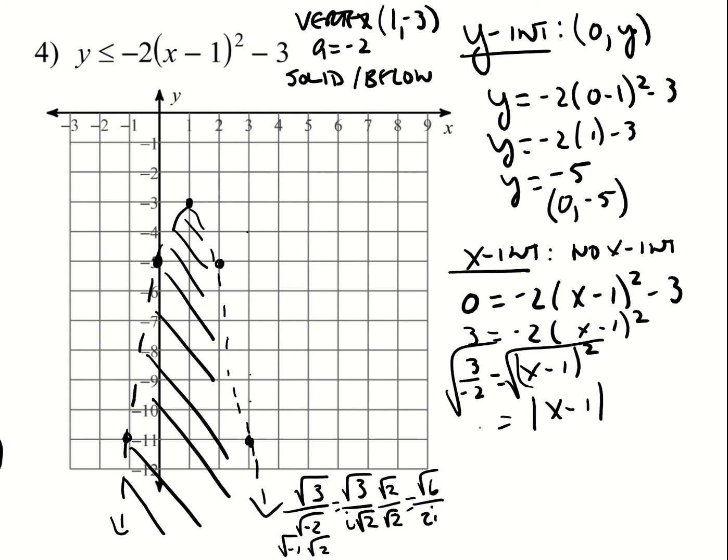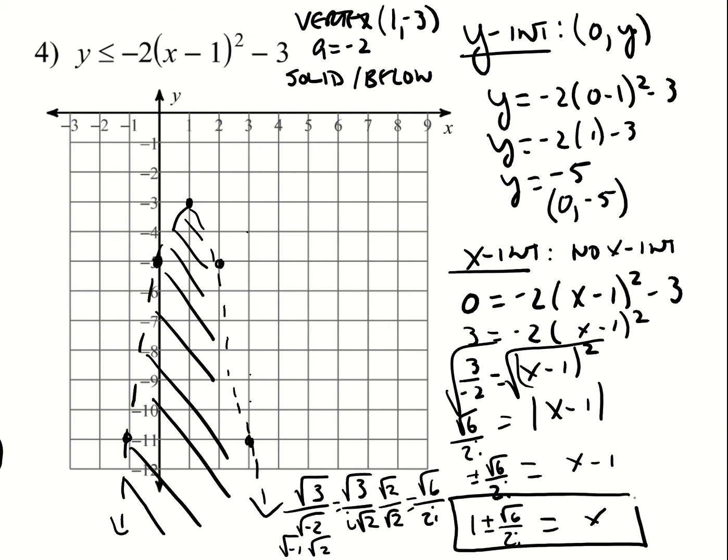So when we simplify this, it becomes root 6 over 2i, and then cleaning it up, we get x minus 1 equals plus or minus root 6 over 2i, and so then x equals 1 plus or minus root 6 over 2i, and that's what we would expect to get because we're not crossing the x-axis, so we should get an imaginary answer.